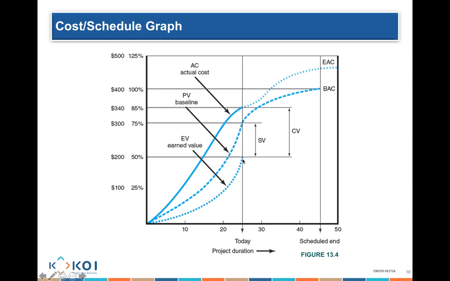So you always compare your earned value to your planned value, which gives you the schedule variance, and you always compare your earned value to your actual costs, which gives you the cost variance, and you make these comparisons accordingly.